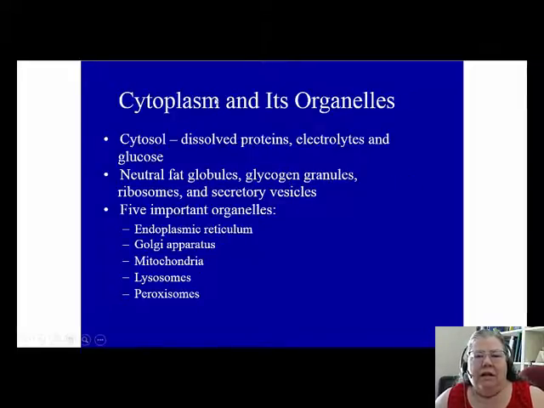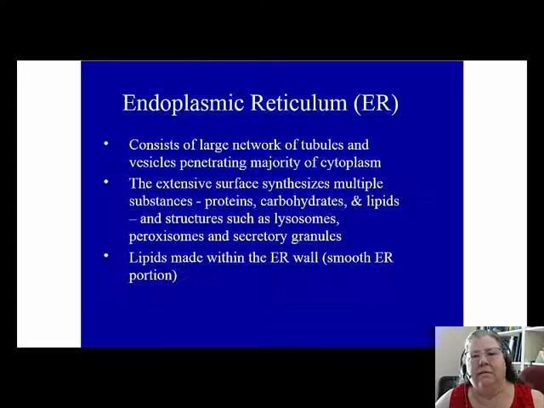So the cytosol has water and dissolved proteins and electrolytes and glucose. There are also little globules of fat, granules of glycogen, and then things like ribosomes, which we'll talk about, which can exist either floating freely in the cytoplasm, more often are attached to the endoplasmic reticulum, and vesicles that have been formed by the organelles and are floating in the cytosol, perhaps moving peripherally in order to merge with the cell membrane and secrete those substances.